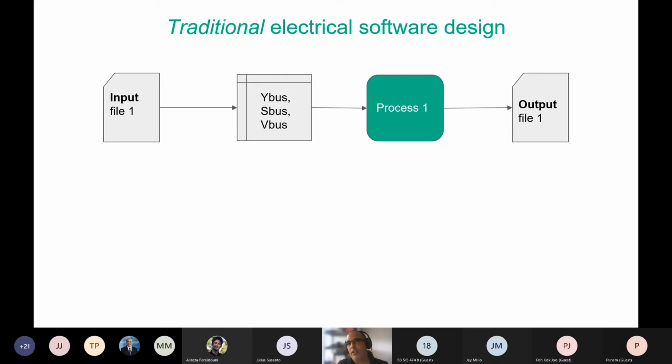So let's speak a bit about traditional electrical software design. This is the kind of thing that when we open a paper and read it, we sometimes find the process of the algorithm, and it looks like this. There's some input file, then there is some pre-processing in which we calculate the admittance matrix or injection voltages or whatever other inputs for the process. Then we do the process of the paper, and often there is some output, be it a text output via the console or a file or something like that.